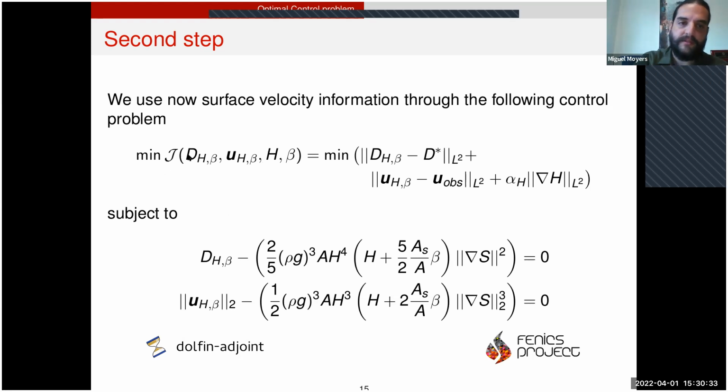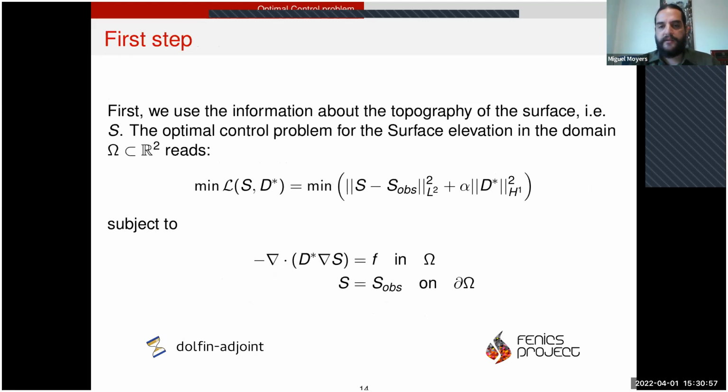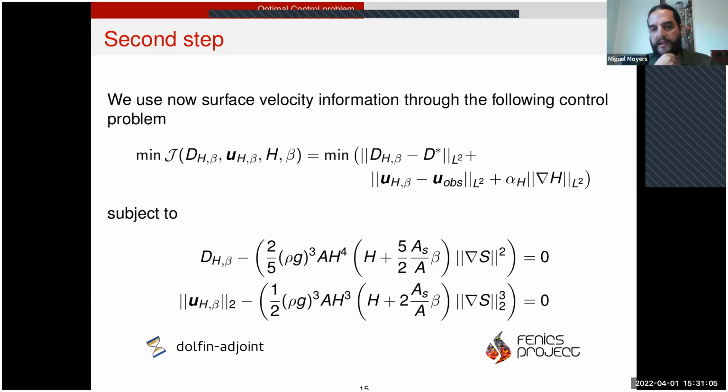So this minimization is subject to satisfying that the diffusion coefficient is the expression that we have from the CI, right? And the velocity again is the expression that we got from the model. So those two steps are the ones that we're doing. One is a control with a PDE, but it's linear, so it's very, very quick, very easy to solve. And this one is non-linear, but it's algebraic, so it's very easy to solve too. So it's a quick process.